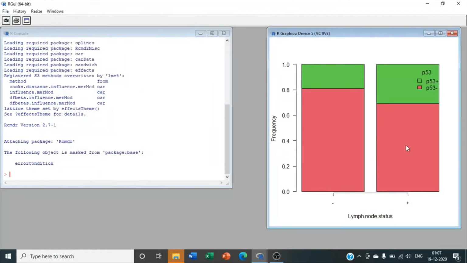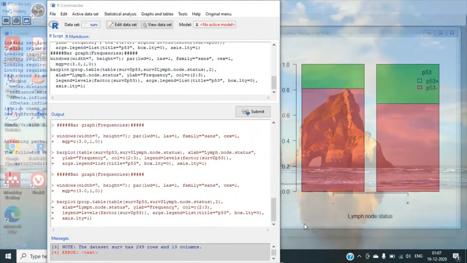The lymph node positive tumors seem to have a slightly higher proportion of P53 mutant tumors, but the difference in proportions is really not that marked. We can visualize it directly over here by the graph themselves. So let's see if this turns out to be statistically significant.